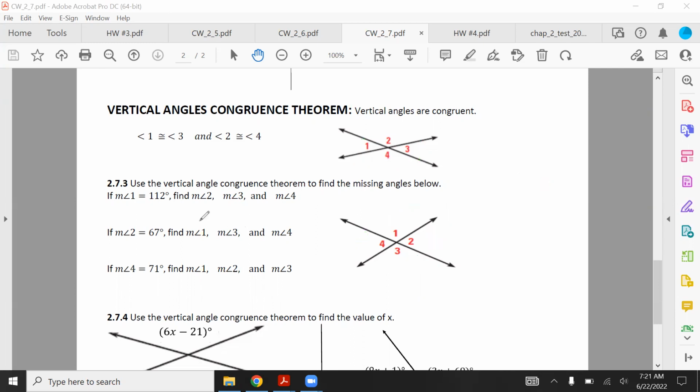So you'll do these on your own using information I just shared with you. So like you put 67 here, fill out the rest. Or for the third question, you're going to put 71 degrees right here and work out the rest.